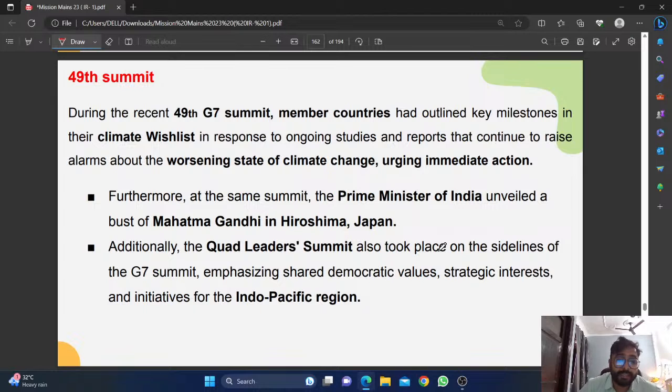This year, the 49th summit of G7 has happened. It has happened in Japan, Hiroshima. What are the major outlines of the G7 summit? The first is that G7 nations have come out with a climate wish list, on how the continuous rise of climate change, the continuous rise of the temperature is worsening the state of climate change in the world.